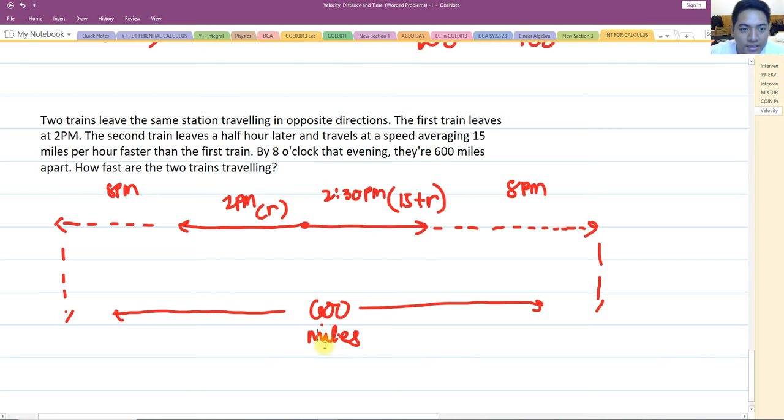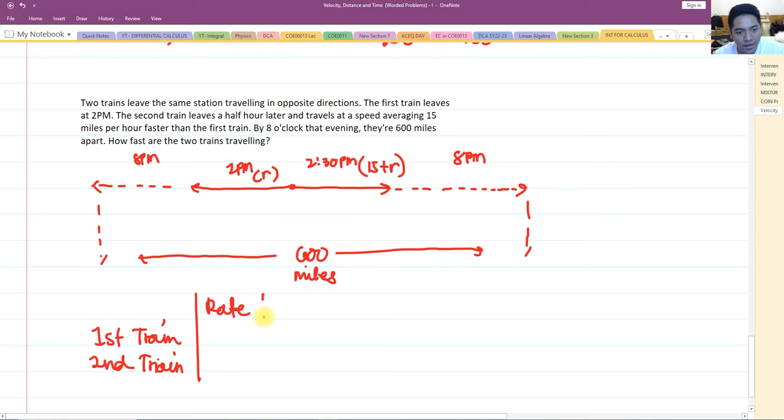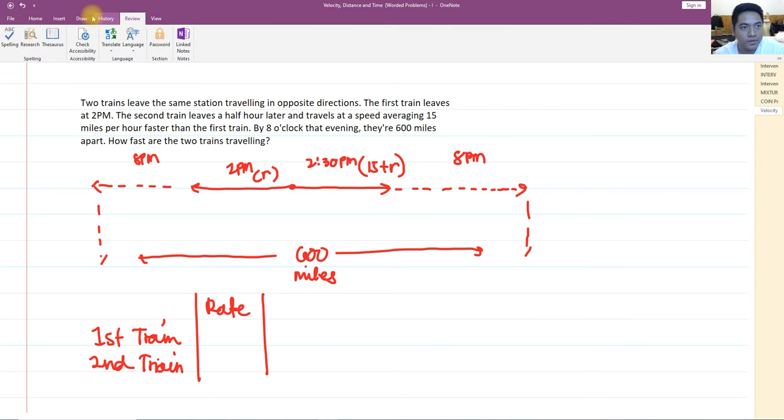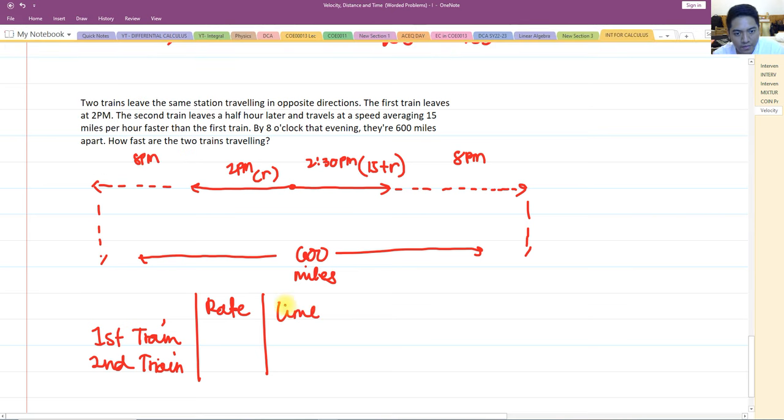So, we are being asked how fast they are traveling. So, the first train and the second train. You have the rate, and you have the time here and the distance. For the rate of the first train, we don't know. The second train is 15 miles per hour faster than the first train. So that's R plus 15 miles per hour.